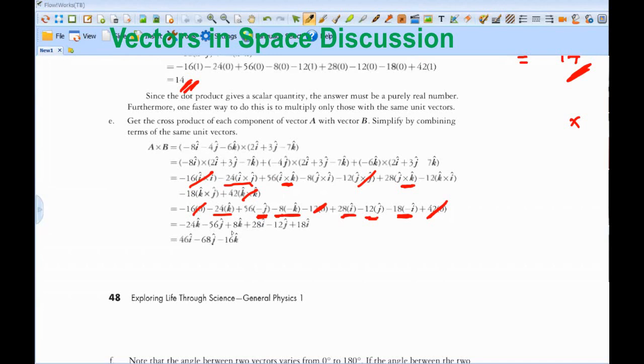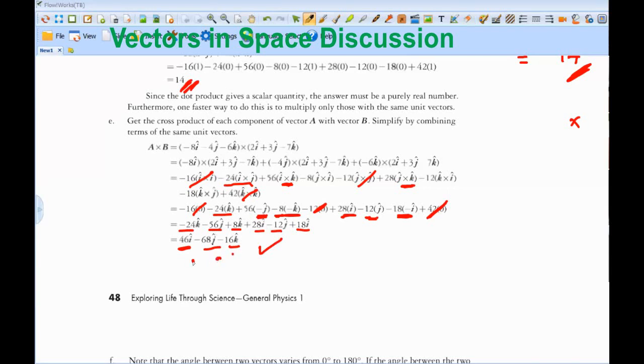Let's start with the I. 28 plus 28 will give you 46. J, negative 56 plus negative 12 is negative 68, J. And negative 24 plus 8 is negative 16. Okay, so the difference there is that here it's a real number, here it's with variables, okay? And the position should be I, J, K, right?